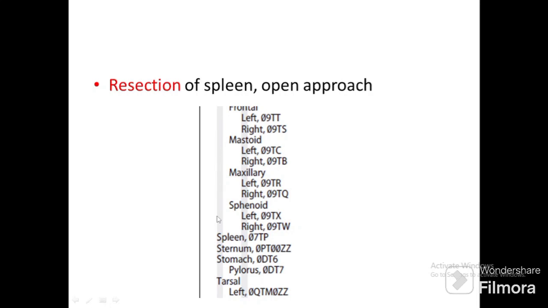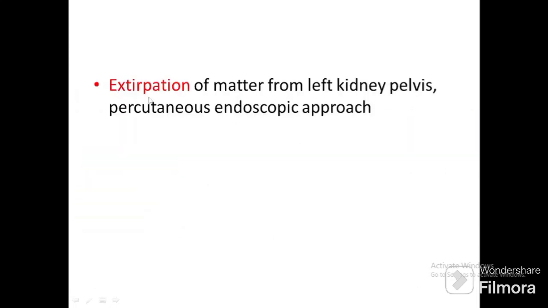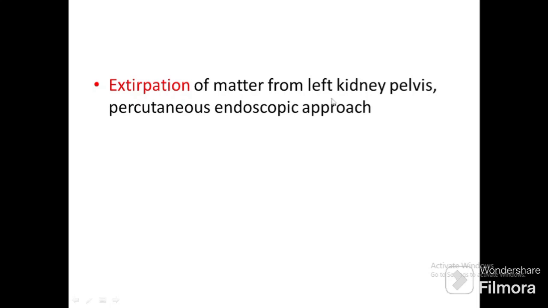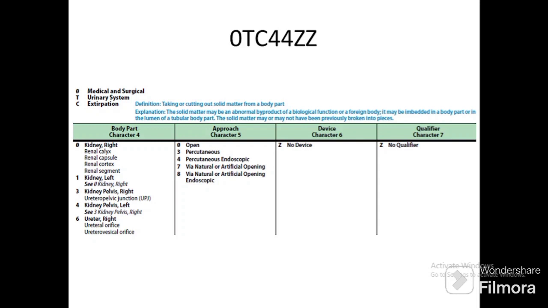So for the first procedure, the resection procedure, we should use the term resection in the index, and under resection search for spleen. So 07T. We should go to the table 07T. So search for spleen P, and the approach is open approach and with no device and no qualifier. And the second procedure is extirpation of matter from the left kidney pelvis, percutaneous endoscopic approach. So under extirpation, we should search for kidney, and we will get the table with 07T. So sorry, actually this is the extirpation table 0TC. So 0TC and kidney pelvis 4 and percutaneous endoscopic approach and no device and no qualifier.